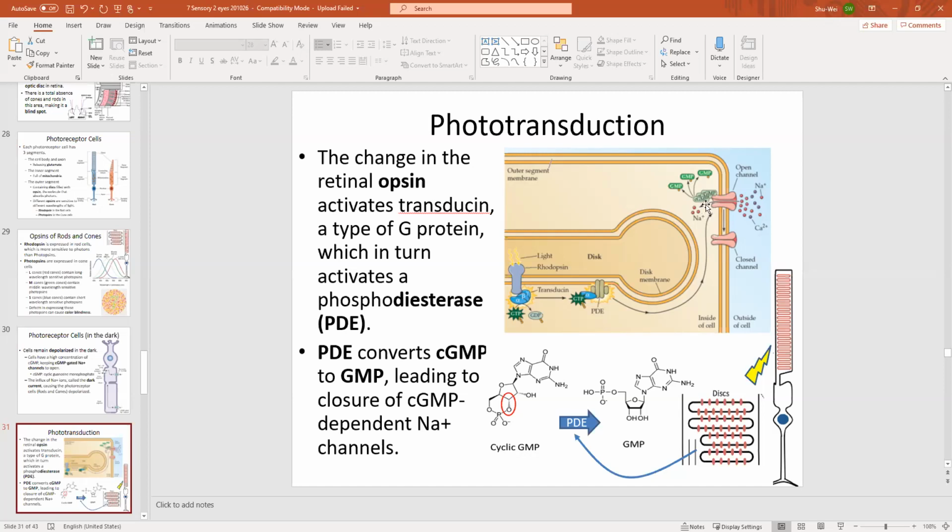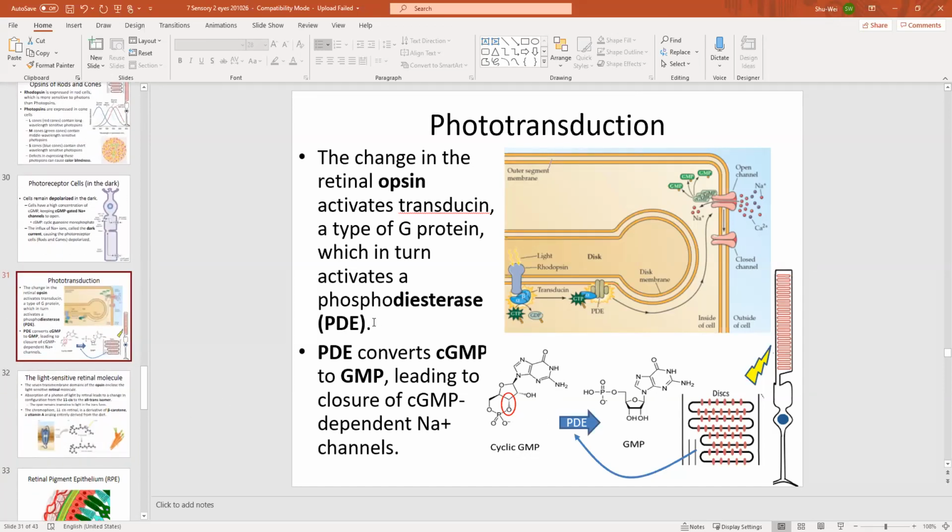There will be a hyperpolarization. There will be a turn off of this photoreceptor. So what light does is turn it off, in a way. So that's the function of the light.